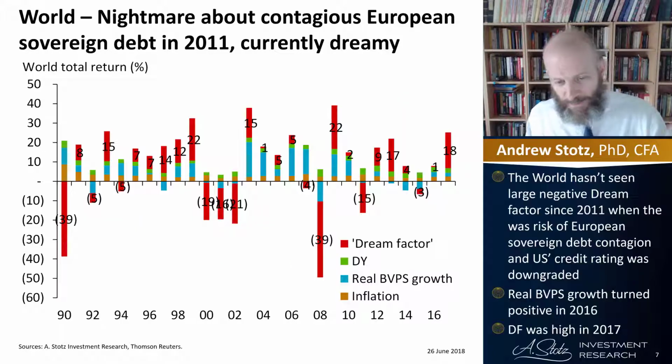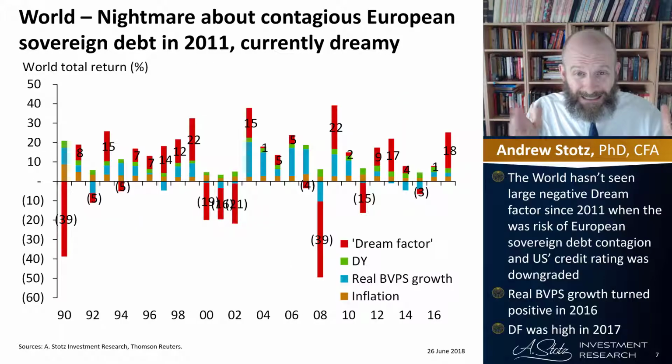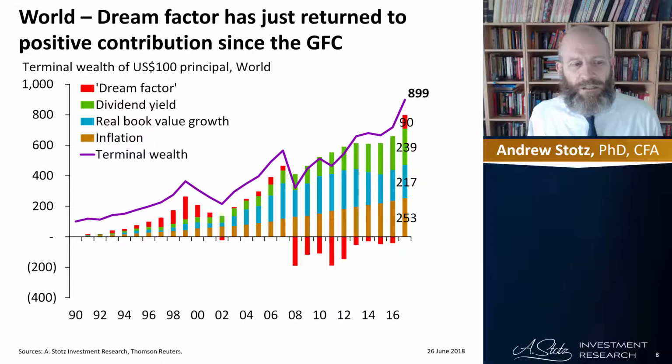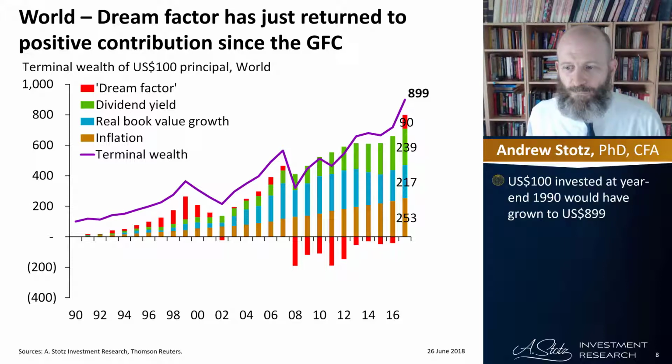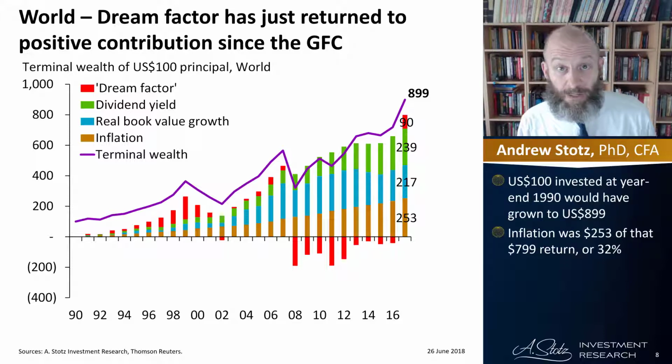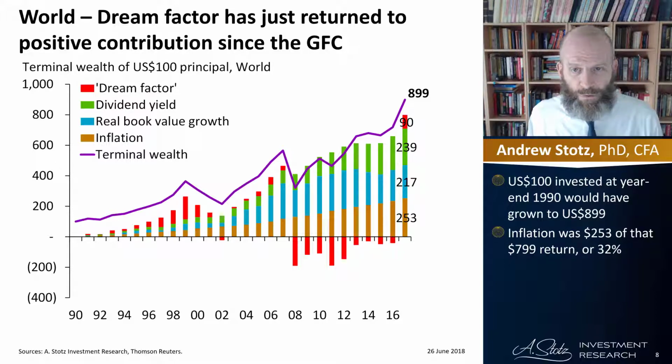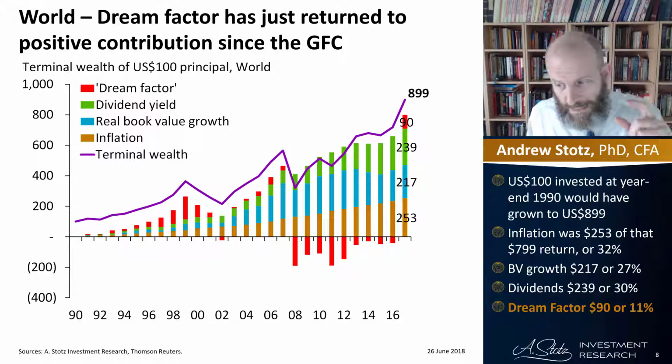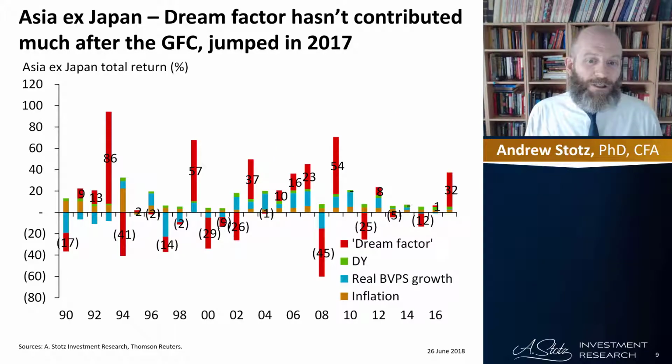Now, if we take this exact data and cumulate it, what we can see is that if you'd put in 100 back in 1990, you'd end up with 899. And from that 899, there would be 799 of return. 253 of that was from inflation, or 32%. Book value was 217 of that, 27%. Dividends, 239 or 30%, and the dream factor was 11%, about 90. Remember that number.